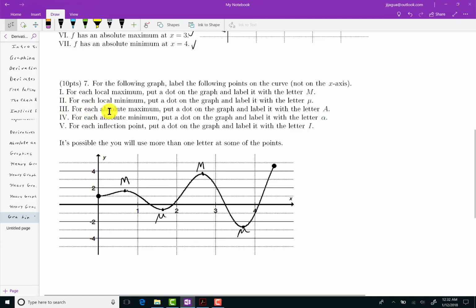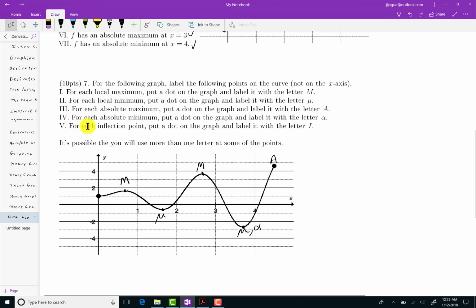For each absolute maximum, put a dot on the graph and label it with the letter A. I don't need a dot. This is the highest point on the graph, so I'll put a capital A above it. The dot's already there for you. For each absolute minimum, put a dot on the graph and label it with the letter alpha. It's possible that you will use more than one letter at some of the points. So this is one of those cases. I'll put an alpha here because that is my absolute minimum.